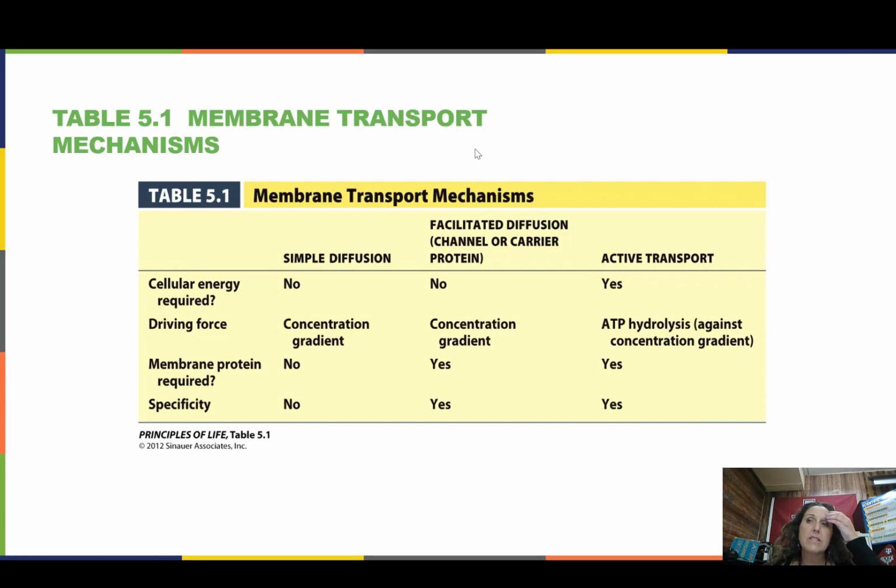So this is a great table for you to learn. It talks about diffusion, simple diffusion, active transport, and whether it requires energy. The force in any type of regular diffusion is the concentration gradient, but in active transport, remember I said we needed ATP.